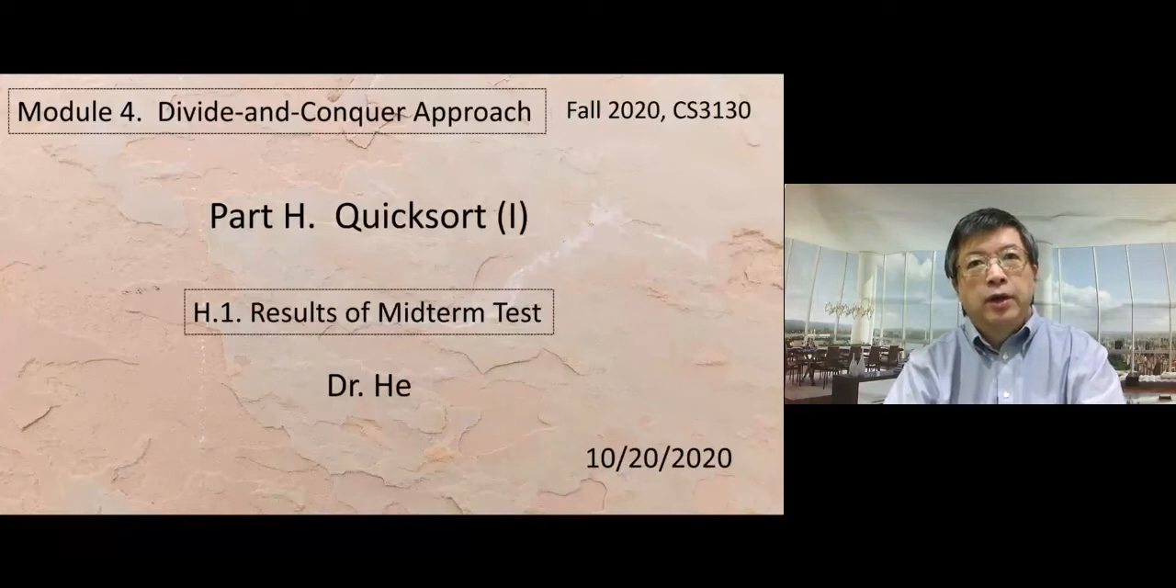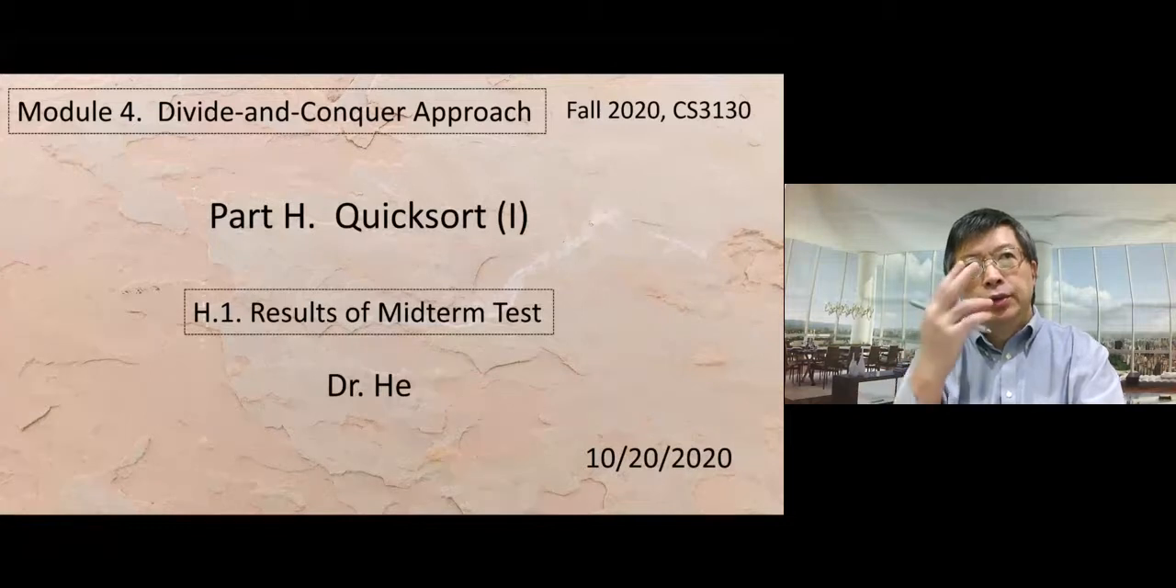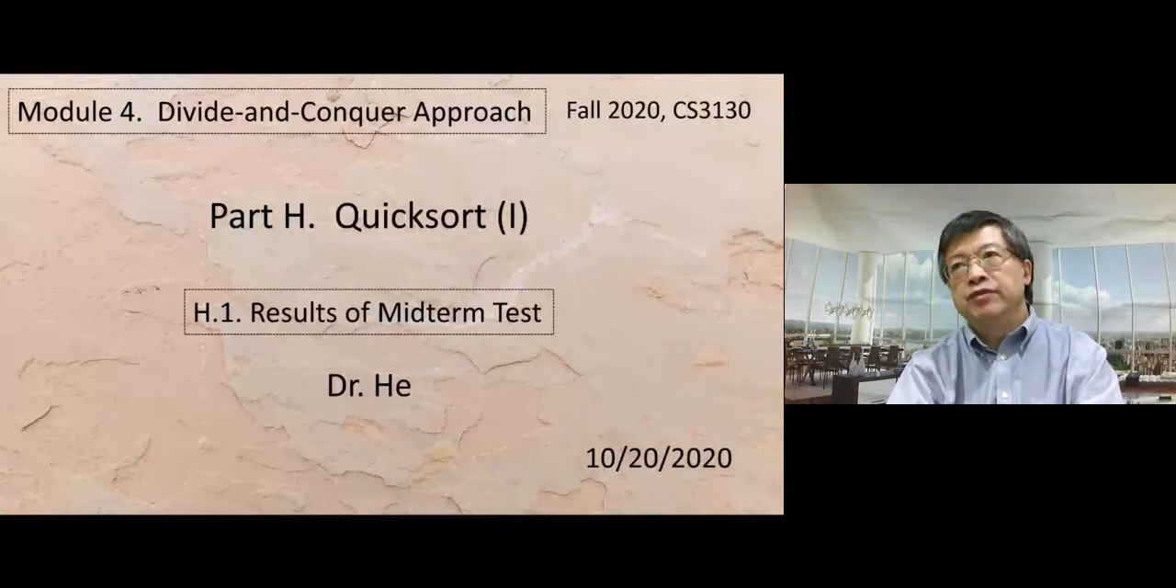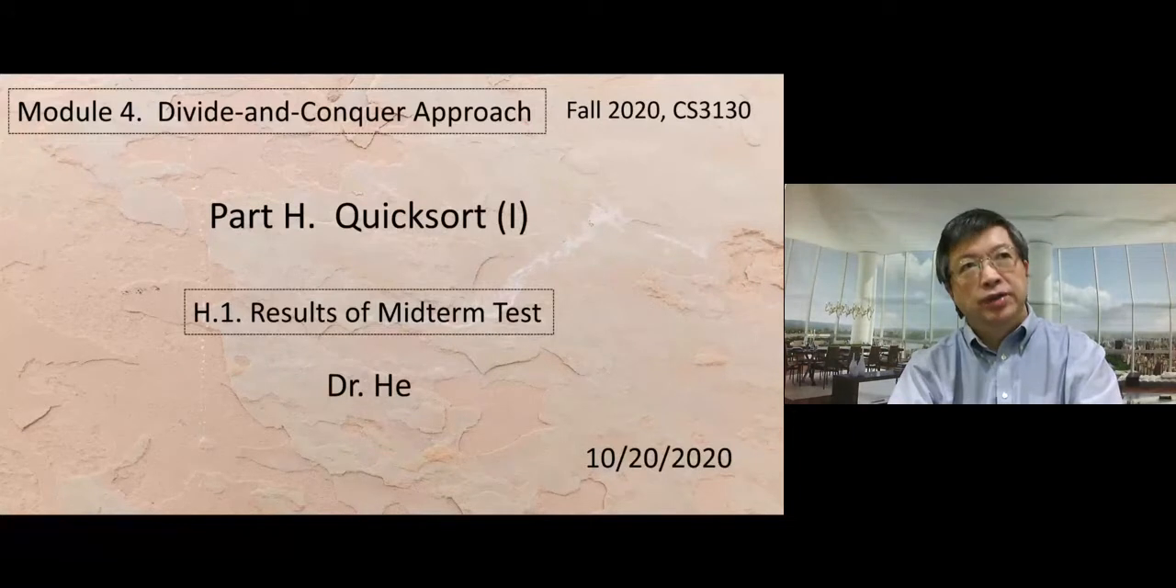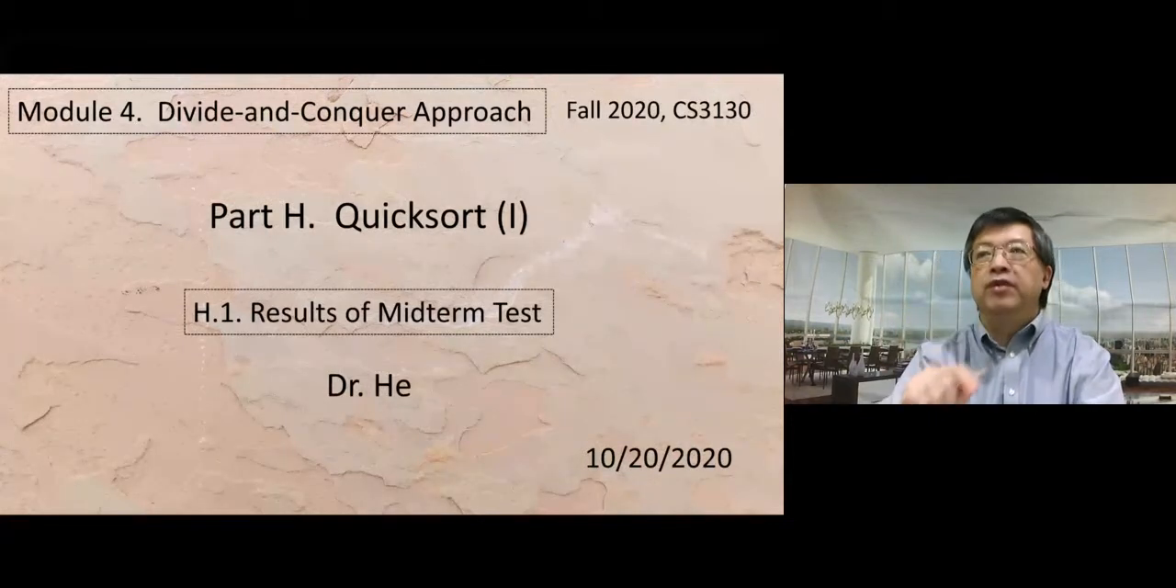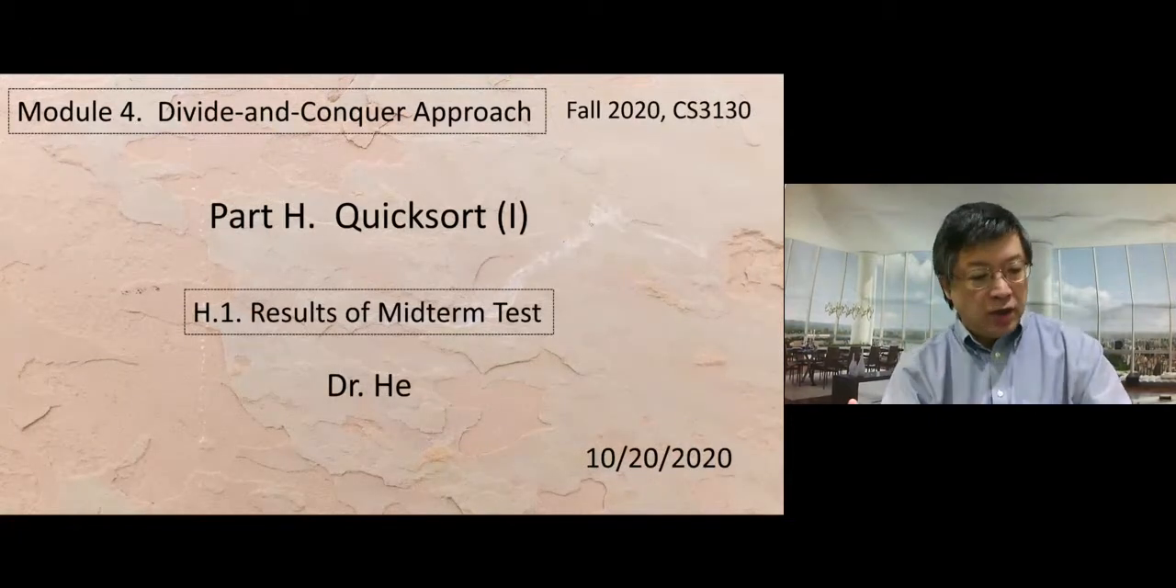Today, we start a new topic in Module 4, the last topic in Module 4, Quicksort, Part H. We will use two classes to complete this topic. So this topic is very important. After we learn this topic, I will give you project 2 on this topic. So we need to do another programming project on this topic. All right, so let's start.